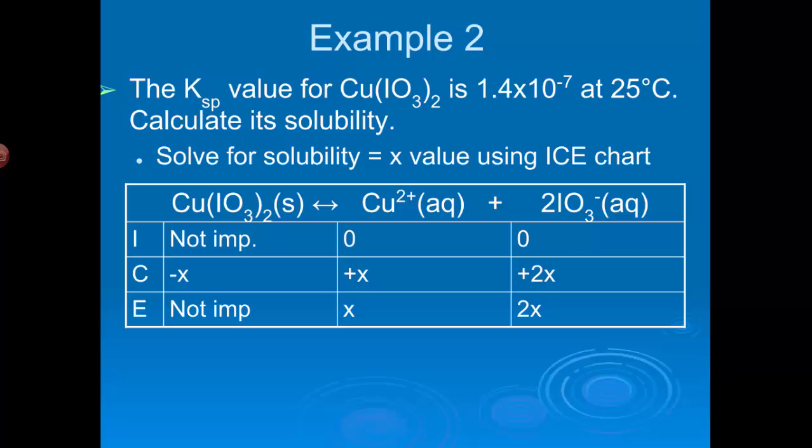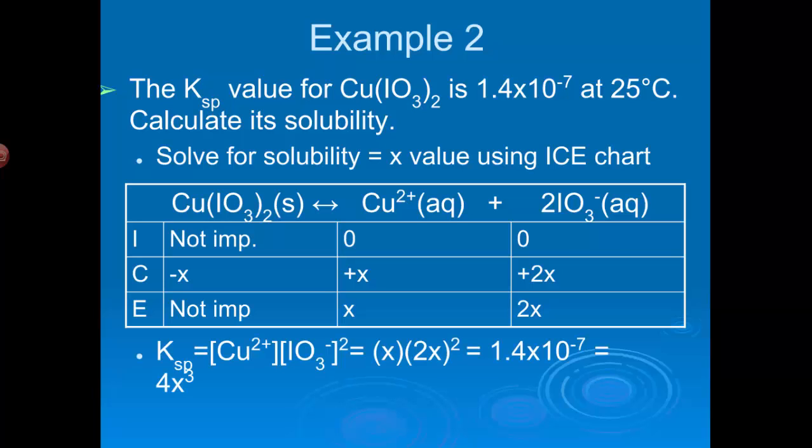Cu2 plus times IO3 minus squared. X times 2X squared, or 4X cubed, is equal to 1.4 times 10 to the minus 7. That's our KSP value. So divide by 4 and take the cube root. You get 3.3 times 10 to the minus 3rd moles per liter. That's the solubility of this salt at 25 C. It's very low solubility. Not very much is going to dissolve. So we would say copper iodate is an insoluble salt if we were doing it qualitatively. But some of it dissolves, just not very much.